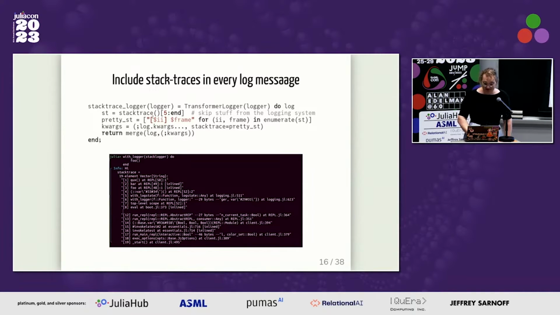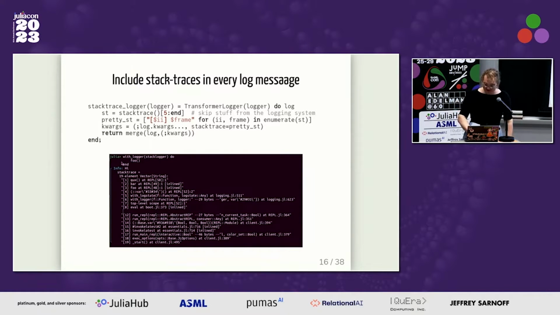We'd pull out the stack trace with the stack trace function. For brevity, I just happen to know that the first 4 frames are the logging system. Probably you'd want to do something a little bit cleaner than this, but we just keep the frames from number 5 till the end, and then we can do some pretty printing on them, and then we're just going to add those to the keyword arguments and merge that all into the log message so that we return the message with the extra info added.